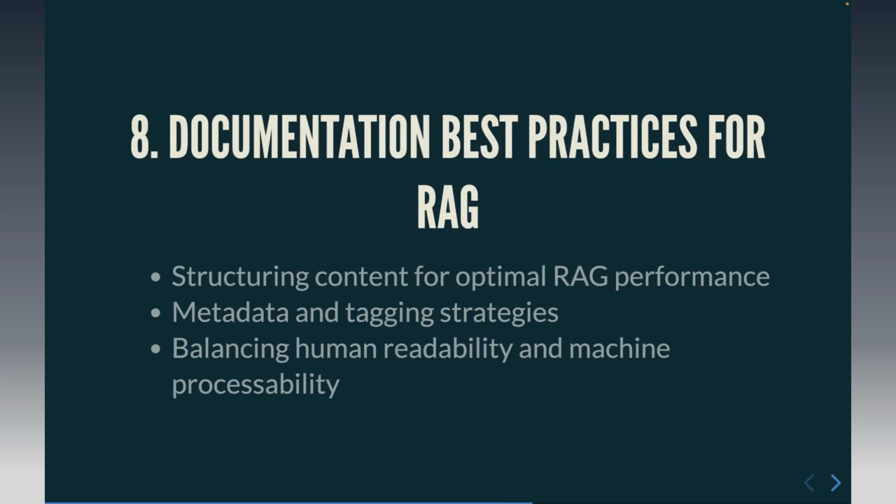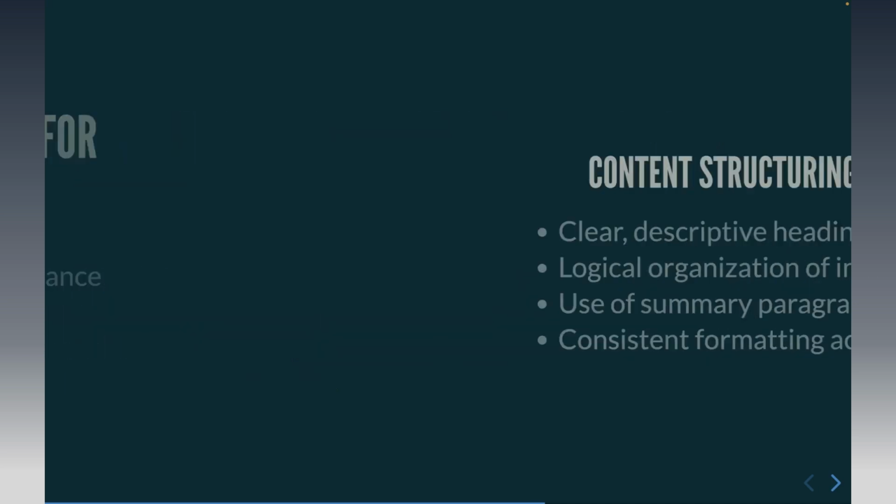But now that we understand how these RAG systems work, and I apologize, I know I went over that quickly, let's discuss how we can optimize our documentation to work well with these systems. This involves thinking about how we structure our content, how we use metadata and tags, and how we balance the needs of human readers with the requirements of our RAG system.